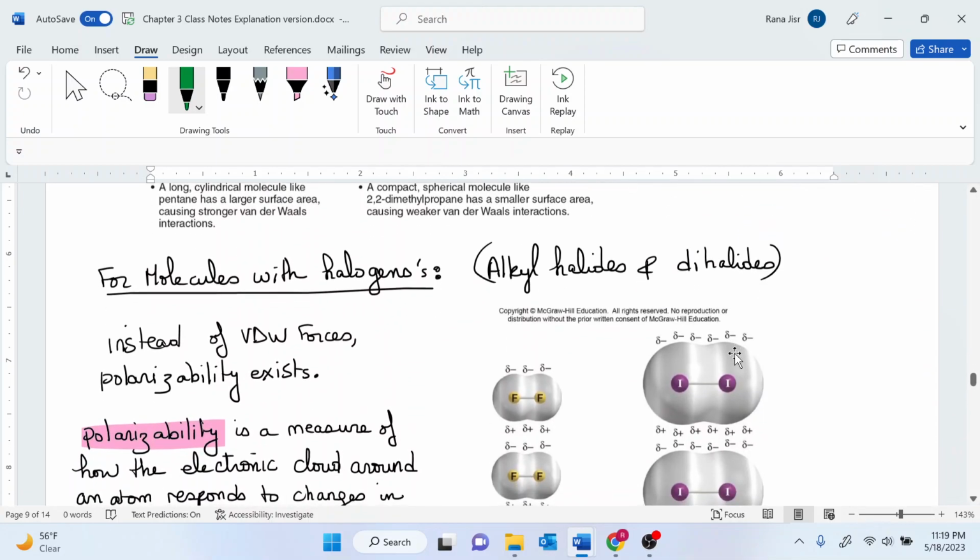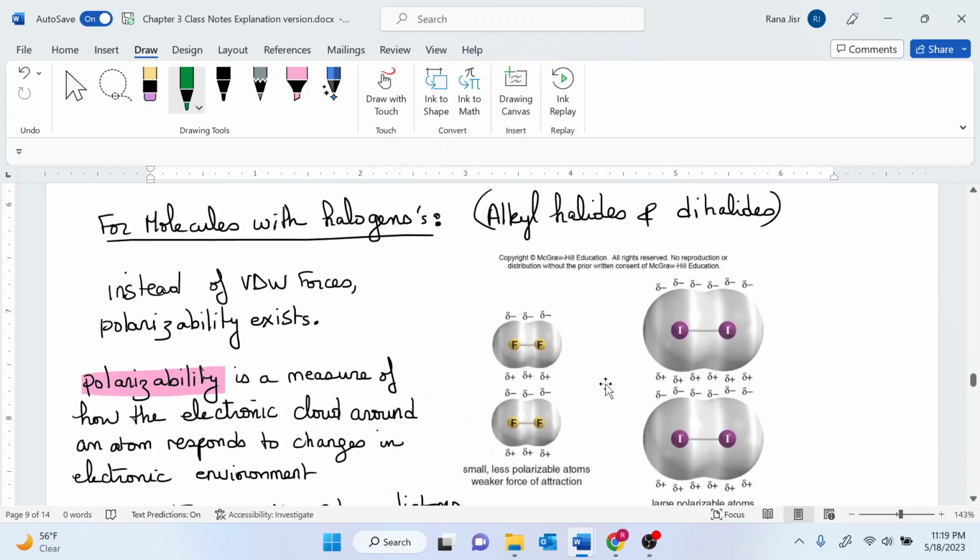For molecules that have halogens, whether dihalides, like two fluorines or two iodines coming together, or alkyl halides, like RXs, RCls, RBrs coming together, we still are dealing with the same electronic cloud. But instead of naming it van der Waals forces, because now the electronic cloud depends on the size of the halogen and how close the electrons are to the nucleus, we call it polarizability whenever we are working with those halogens.